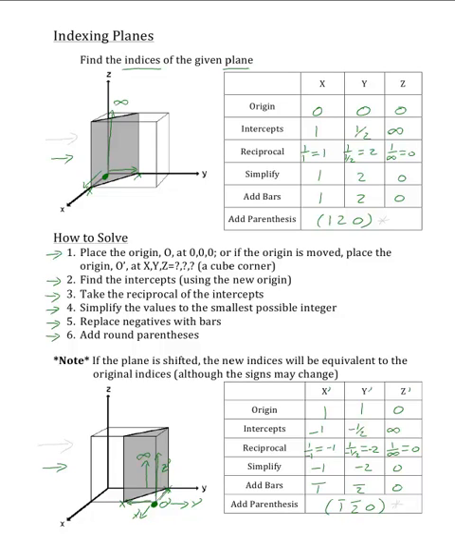Now as you may recall, multiplying the indices through by -1 will in fact keep them defining the same plane. So bar 1, bar 2, 0 are the same indices as 1, 2, 0. That means that this plane right here has the same indices as this plane right here, despite it being shifted to the right.